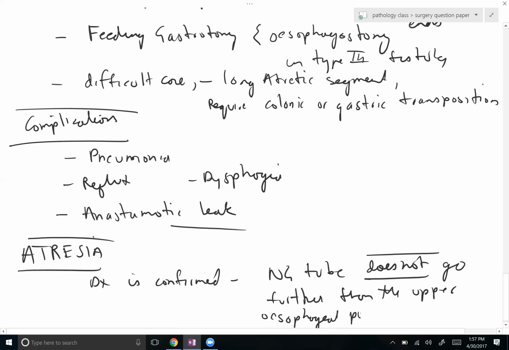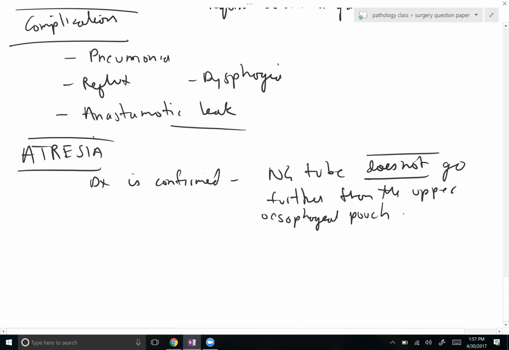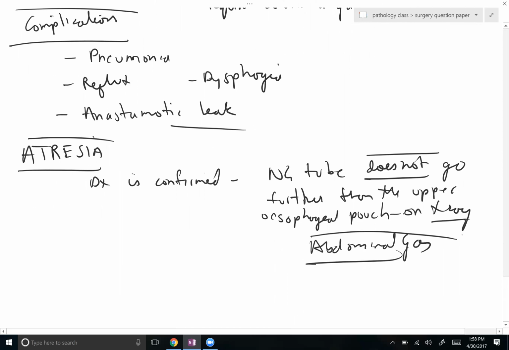Esophageal pouch. Okay, and how do we see that? We basically see it on X-ray, and if there is presence of abdominal gas, we can basically confirm esophageal atresia or tracheoesophageal fistula.